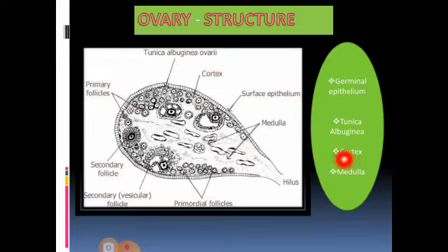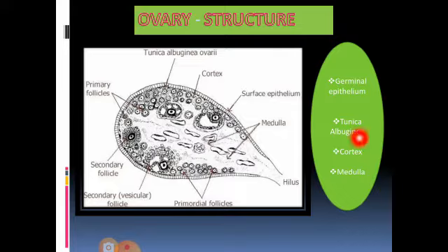Of course, where is the cortex? The next part is the cortex. It is the wider area. You see, primary follicles, secondary follicles, primordial follicles, all these I mentioned, right? That is nothing but the cortex. In this cortical region only, all these follicles with oocytes are there. It is a wider area with a large number of primary follicles with a few blood vessels around.